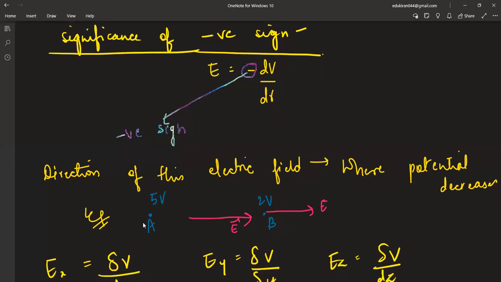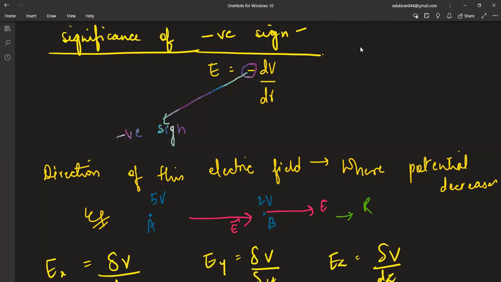Suppose there's one point, point A, which is having the voltage 5 volt. B point is there having the voltage 2 volt, right? So the electric field's direction will be from 5 volt to 2 volt, that is towards the right. Why? Because out of 5 volt and 2 volt, where is the potential less? Potential is less over the 2 volt area. Clear? This is how you have to determine the direction.